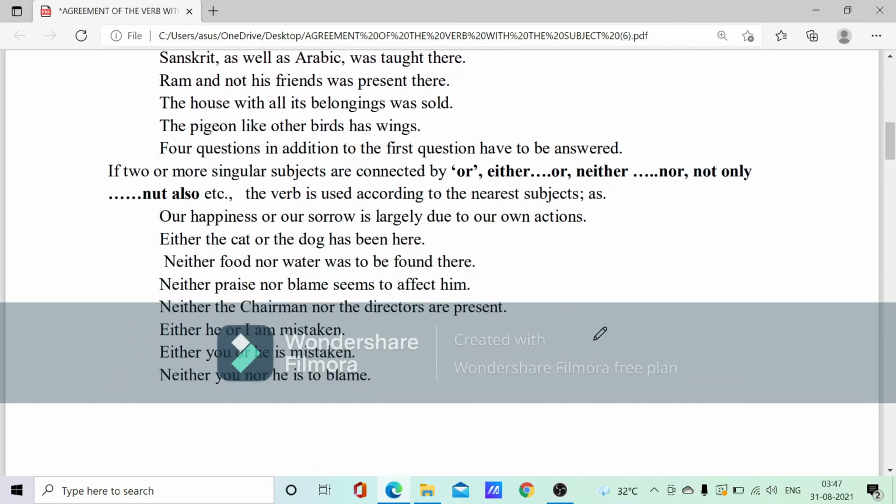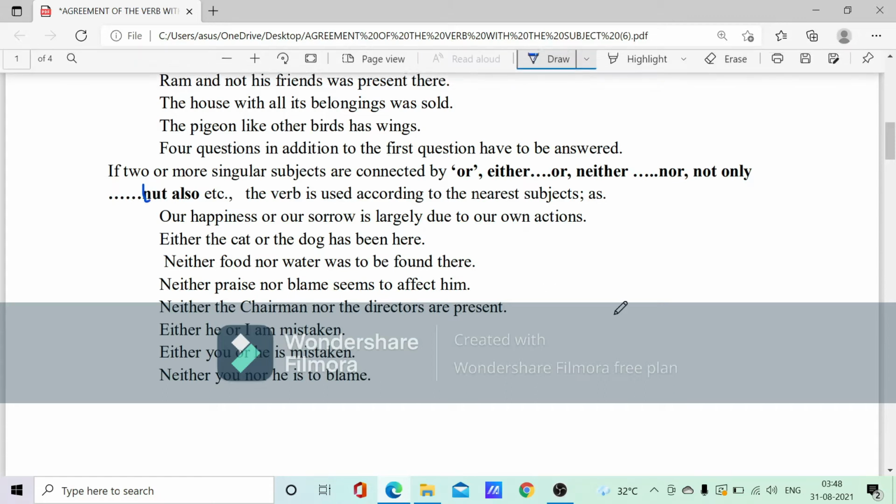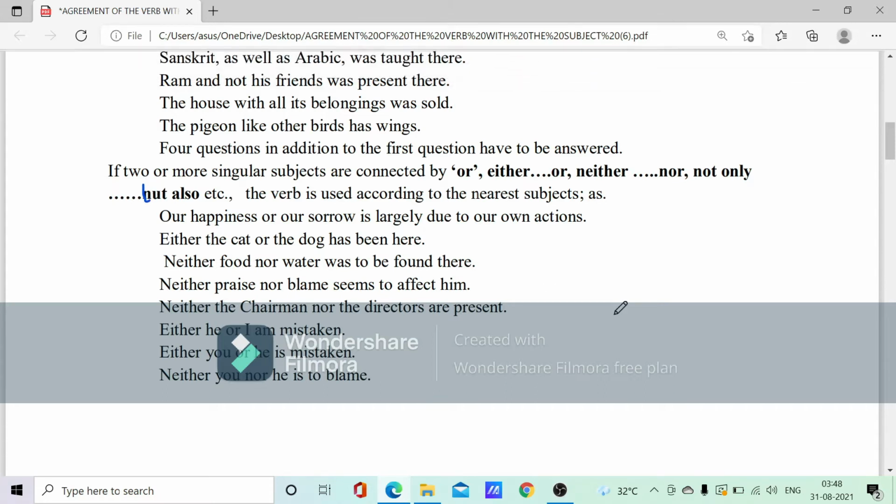Then the next one: if two or more similar subjects are connected by or, either...or, neither...nor, not only...but also. Exactly, it is written wrongly here; it should be not only...but also, right? Okay, fine. If two similar subjects are connected by or, either...or, neither...nor, not only...but also, then in that case, how do you use the verb, right?